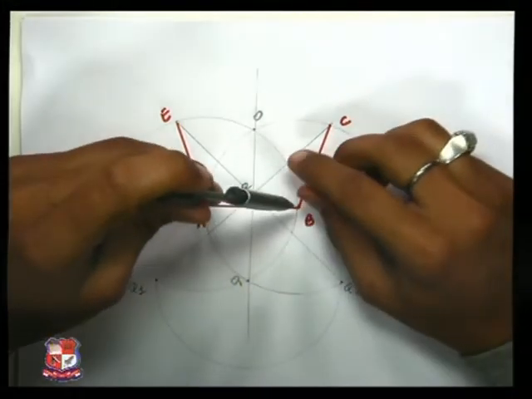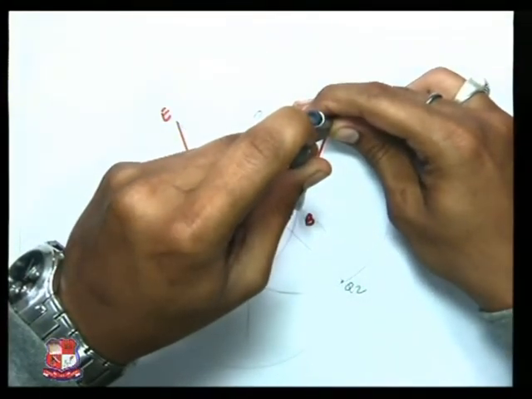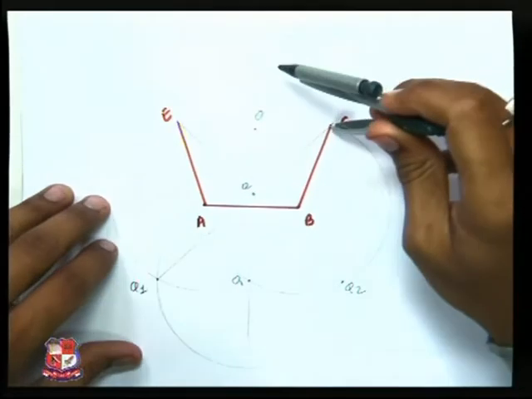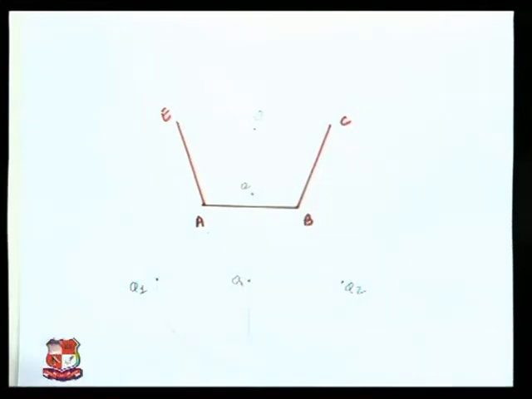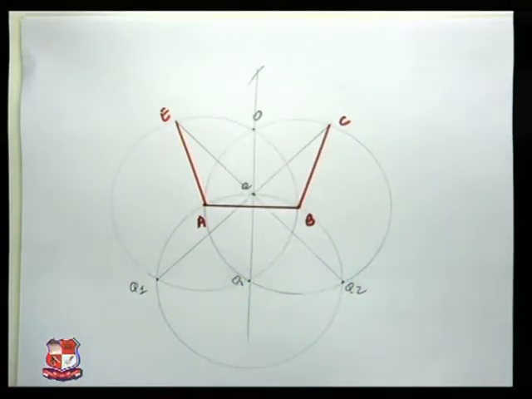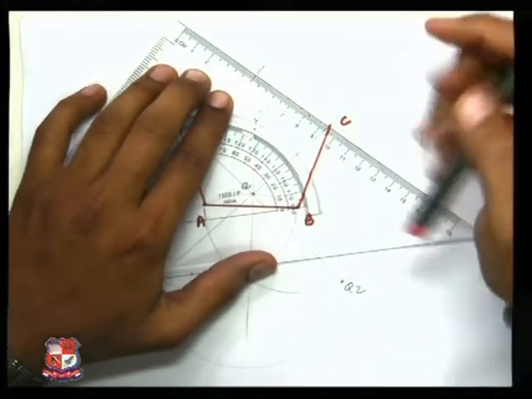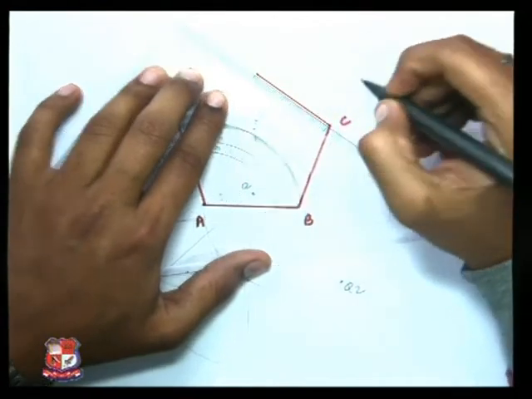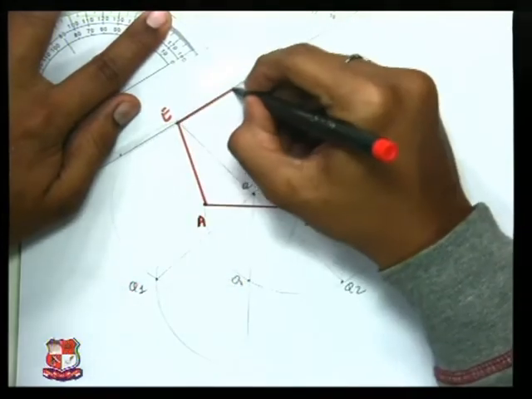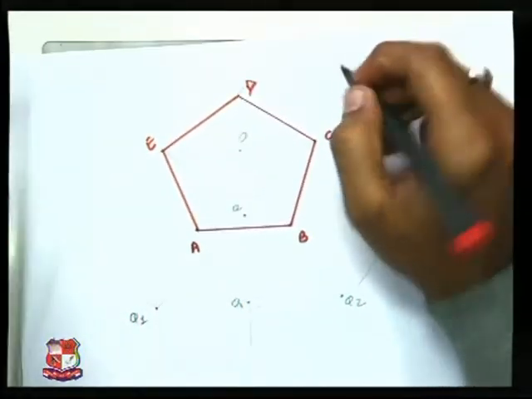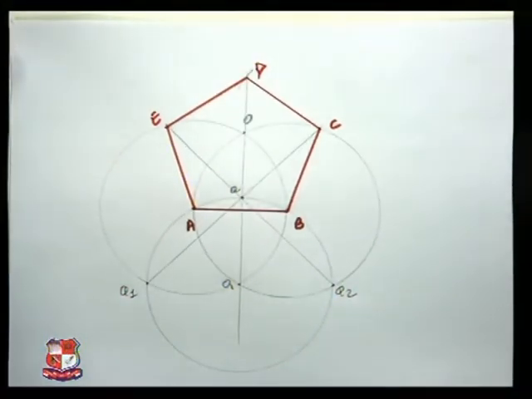Now the last portion remaining. We have got this side length, same for all. Taking C as center, marking a point on the center line, that is the OO dash line, touching with C and E, we'll get point D. Point D. This is how we have obtained it by the 3-circle method.